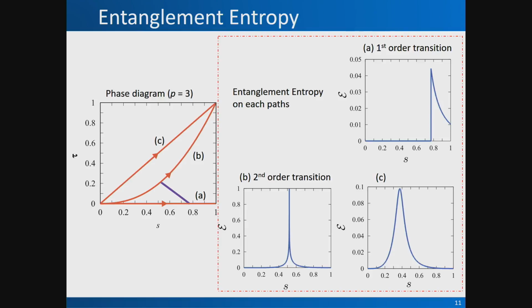So for path C, which avoids the first order phase transition line, this is different from the typical behavior of the first order phase transition. So this is evidence that by taking path C, which avoids the phase transition line, it actually avoids the first order phase transition.